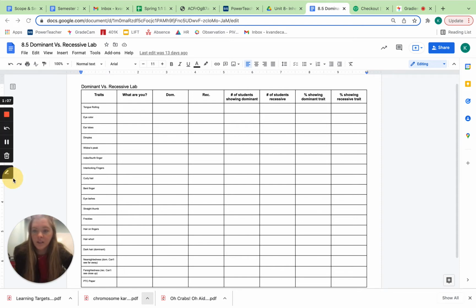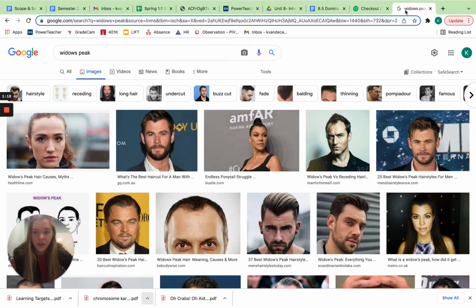Some other traits that may be tricky for you are the widow's peak. Remember I talked about the widow's peak in class, but just to show you what that looks like, a widow's peak is on your hair, and if you push your hairline back, a widow's peak is if you have this little triangle at the top of your forehead, that means you do have a widow's peak.